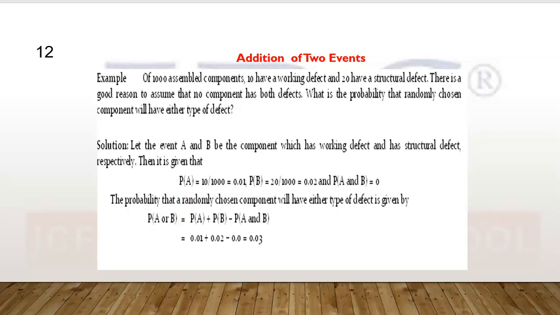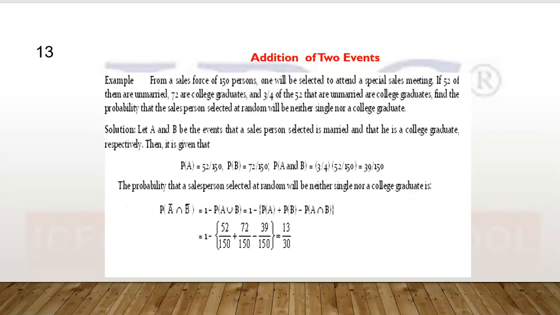Next is another example where you can see that P(A) and P(B) are given, and P(A and B) is also given in this question. The same formula will be used. We are going to substitute the values and we are going to get the required probability. Now you can go through these problems at a later time at your ease. This will be available online. Okay. Let's move on further.